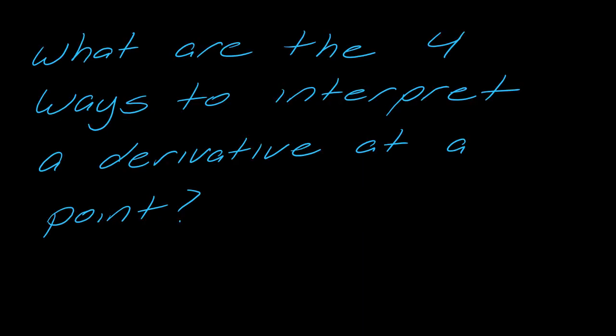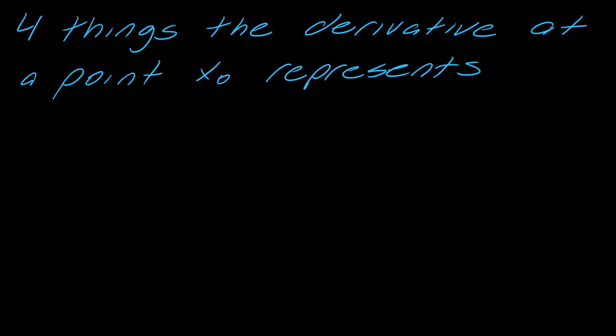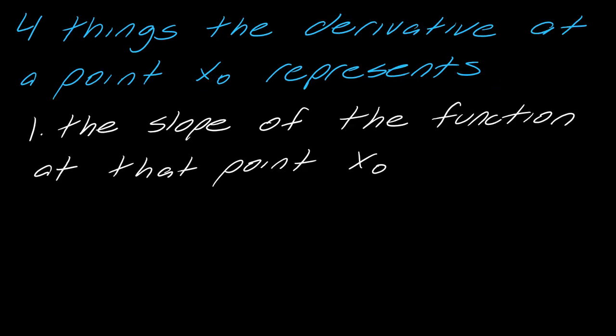Okay, so let's move on now to the 4 ways to interpret the derivative at a point. Something that kind of bothers me is a lot of times students just think the derivative is just this formula. But the important thing about the derivative is that you interpret it for what it really is. So 4 things the derivative at a point represents. First, it is the slope of the function at that point.